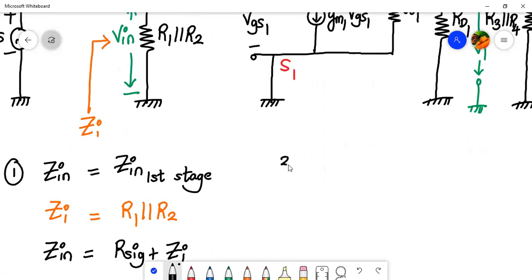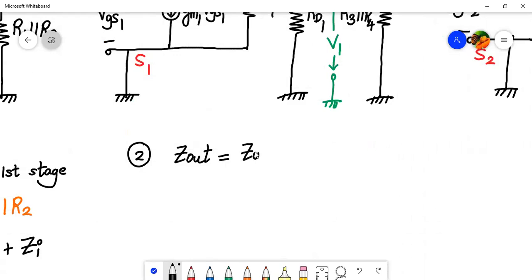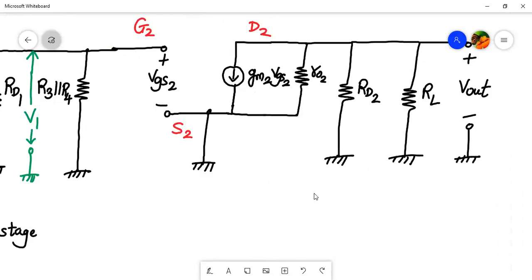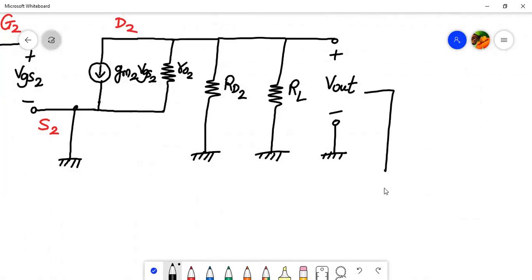Now, second, we have to calculate the output impedance, Z out. So remember, the output impedance of a cascade amplifier is equal to the output impedance of the last stage, right? So in this case, the last stage means the second stage. So let's go to the second stage over here and calculate the output impedance. So from here, if we mark the point, this is my Z out.